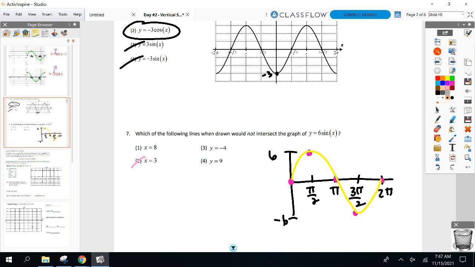I'm going to automatically eliminate these two. Anybody know why? X equals, what type of line is that? That's a vertical line, right? So it doesn't even matter where this vertical line is. Isn't a vertical line always going to intersect this graph? I don't care where it is. And even if it goes past or in the negatives, it keeps repeating. So it's always going to intersect. Y equals is a horizontal line.